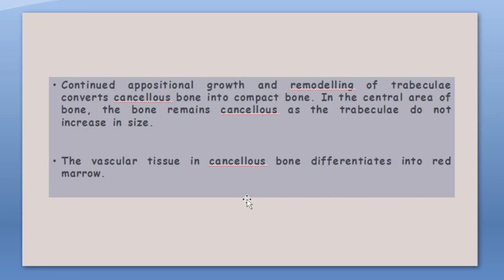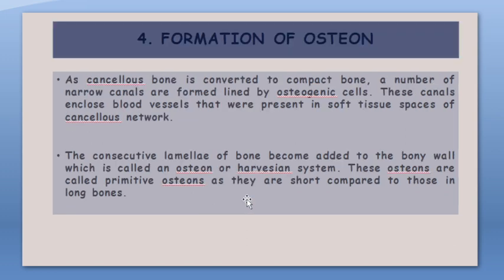The vascular tissue in cancellous bone differentiates into red marrow, which is where the RBCs and other components of blood are formed. Last and foremost is the formation of osteon. That is, once the compact bone is formed, the cancellous bone is converted to compact bone with a number of narrow canals which are formed lined by osteogenic cells. These canals enclose blood vessels that were present in soft tissue spaces of the cancellous network.